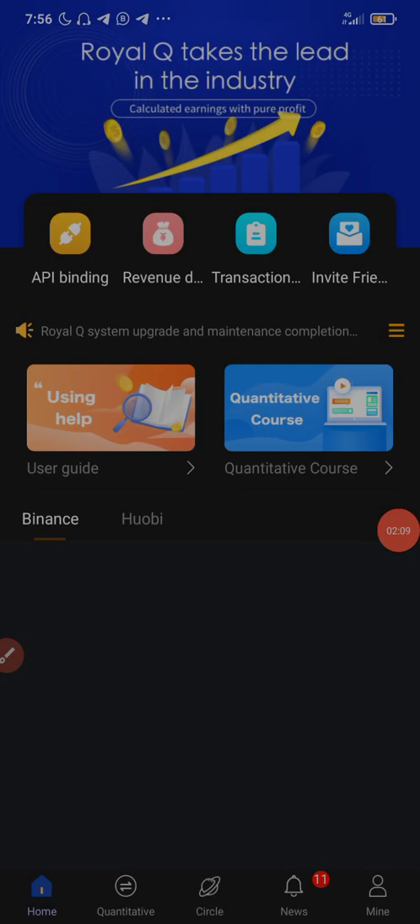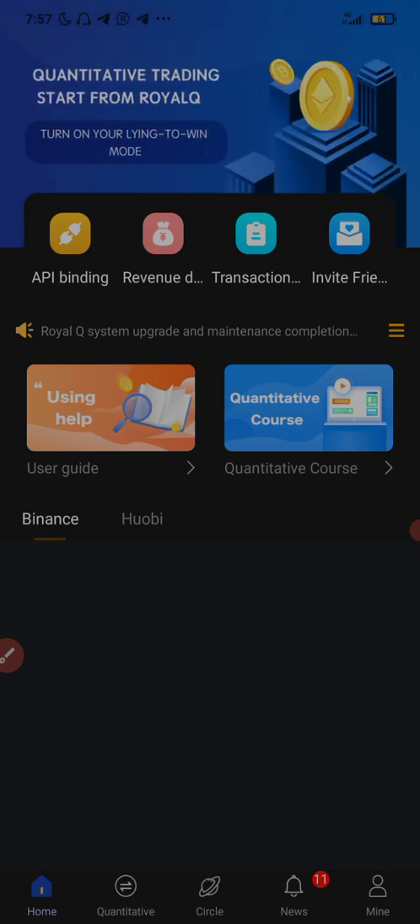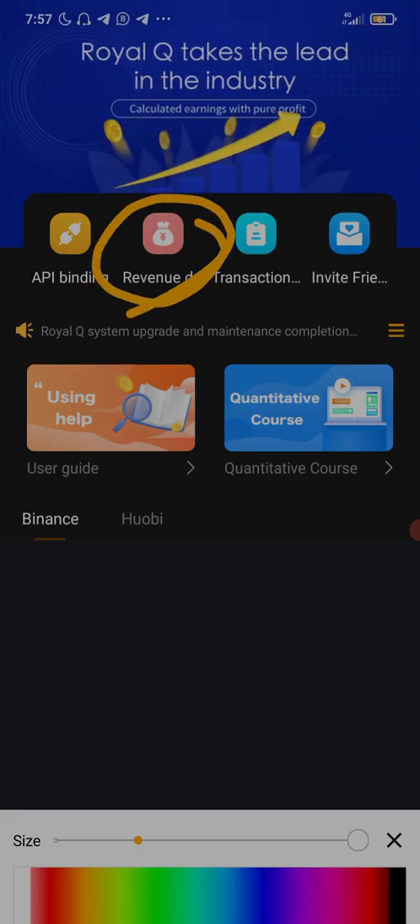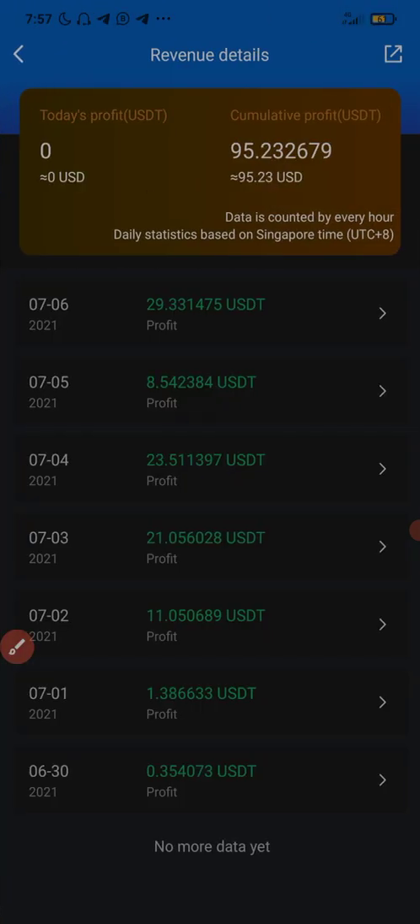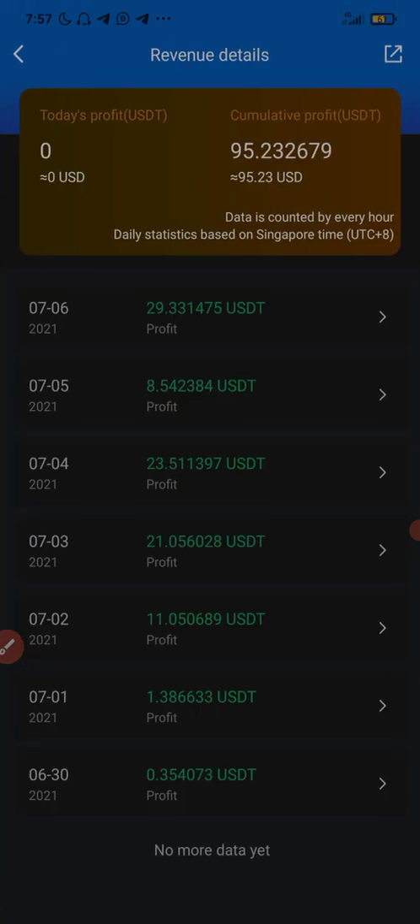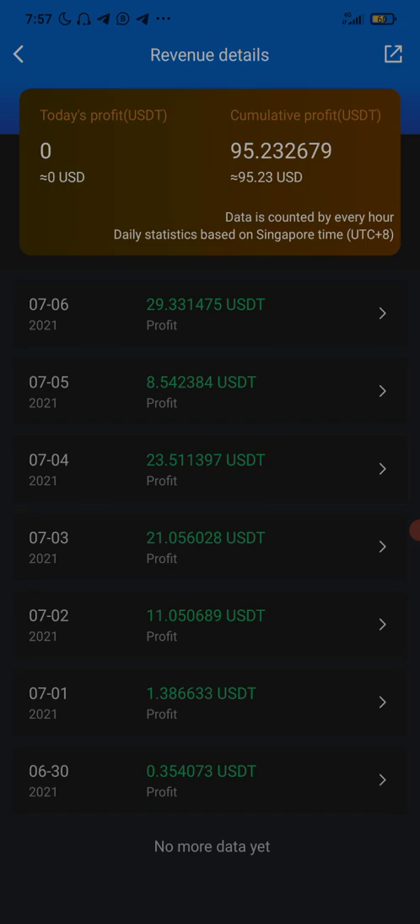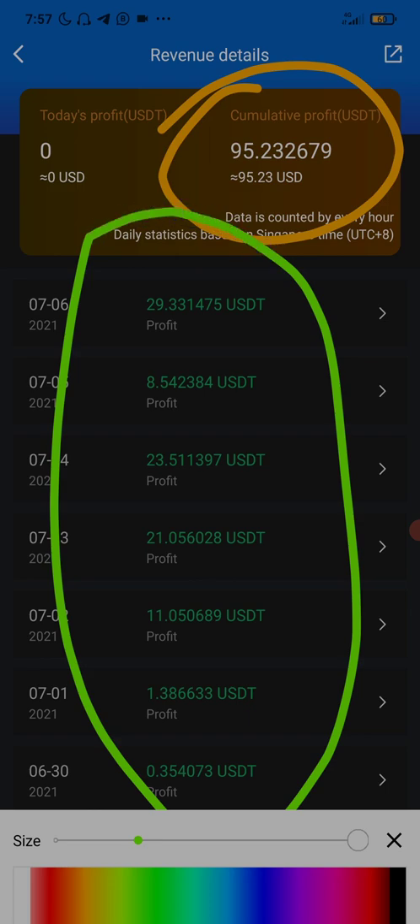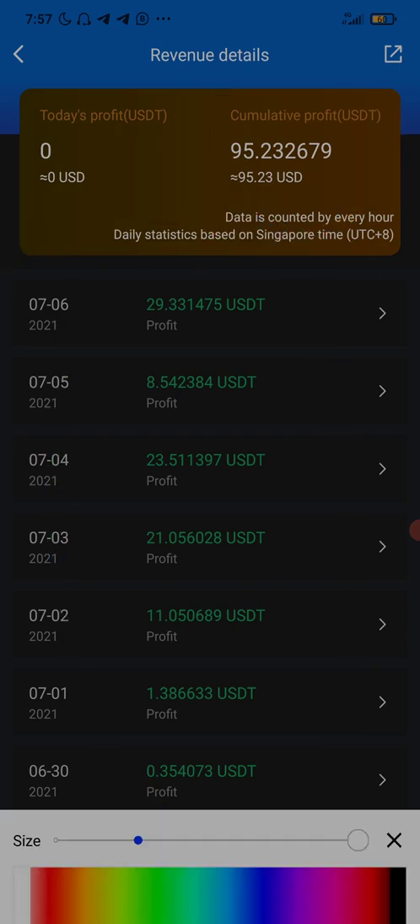Before I proceed to show you guys how to set up the trade on Royal Q bot, let me quickly show you guys our previous profit, okay, because in our previous video we actually set up trades and we started with $1,000, and currently our cumulative profit is $95, okay. And as you can see right here, the profit for each day, so for 6th of July our profit is $29. For 5th of July our profit is $8. For 4th of July our profit is $23.